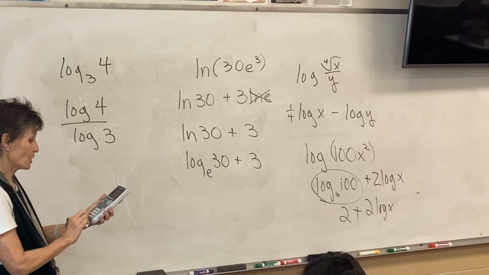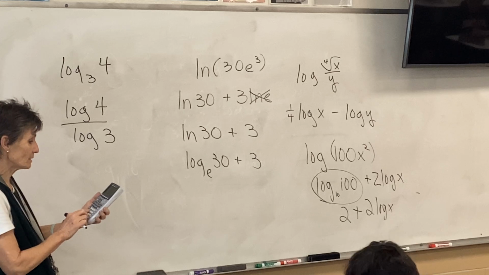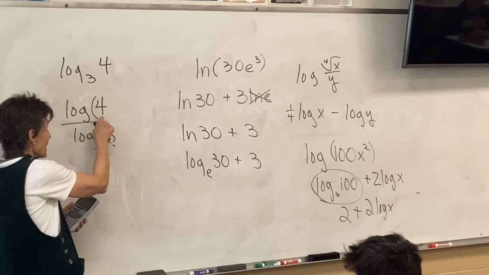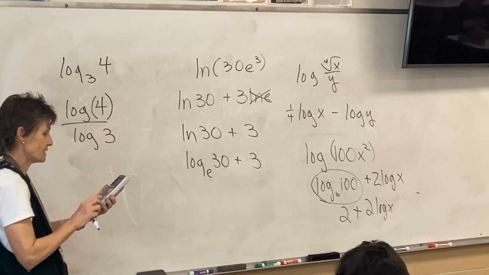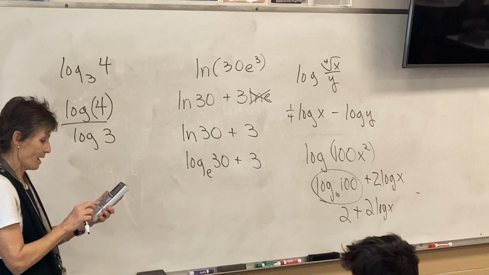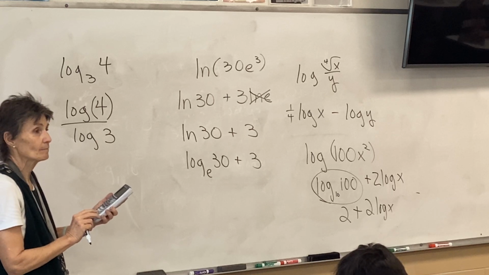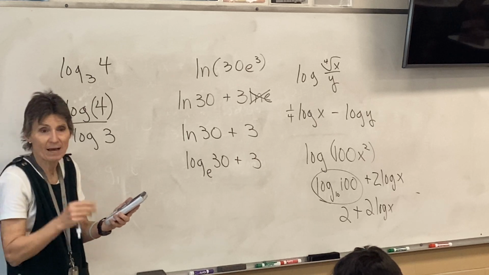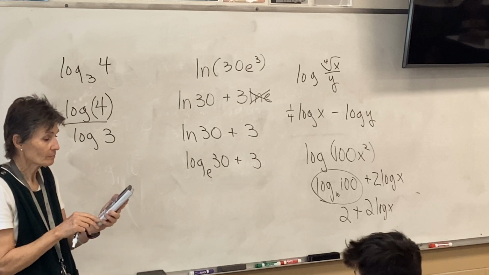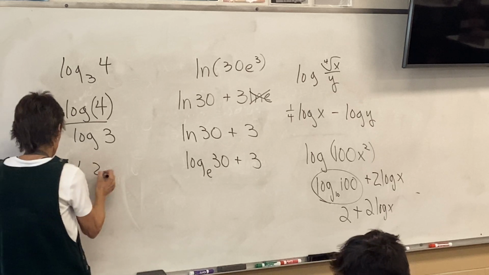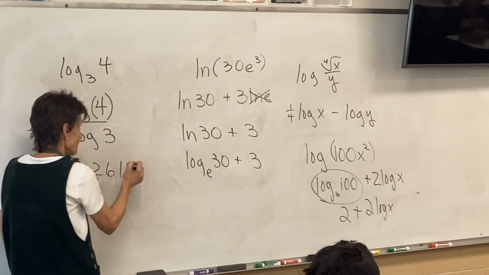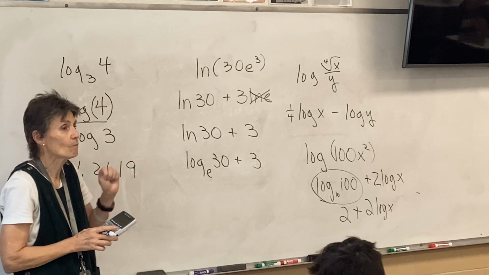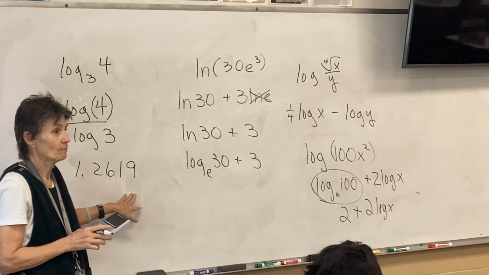So, just be careful. When I hit log, I get a parenthesis. So then I type 4, close the parenthesis, and then divided by log 3. You can close those or leave them open. It doesn't matter because you're done typing. And did you get 1.2619? Yep. Now, 10,000th, how many decimal places is that? 4. So that's why I rounded it off like this.